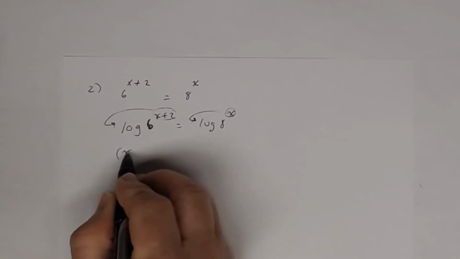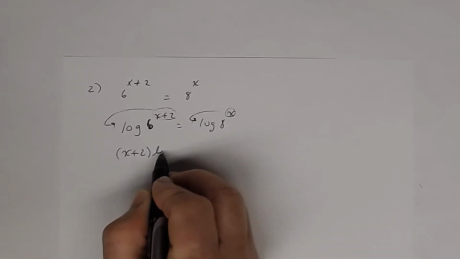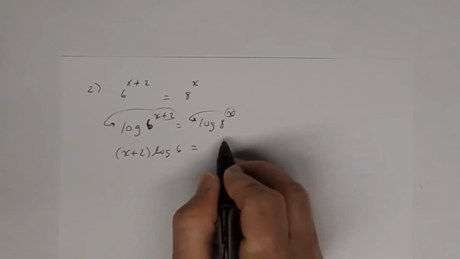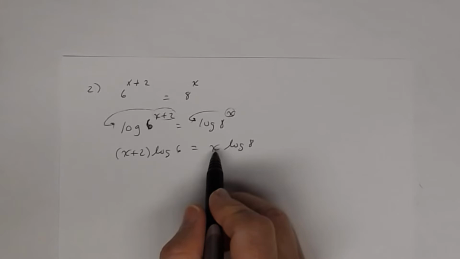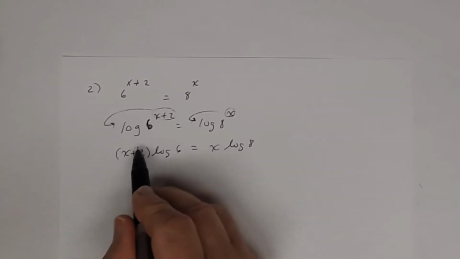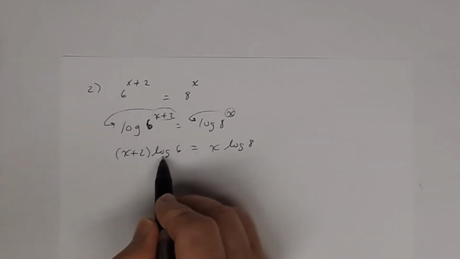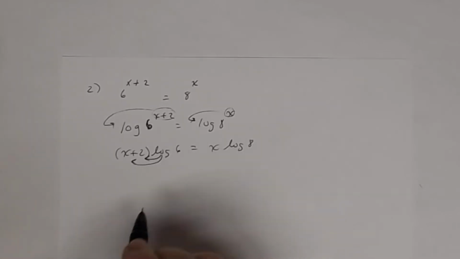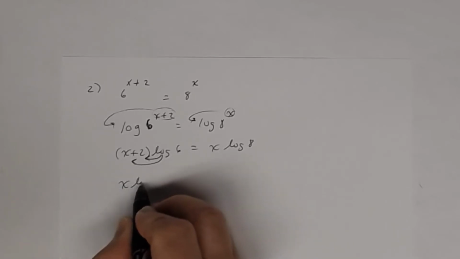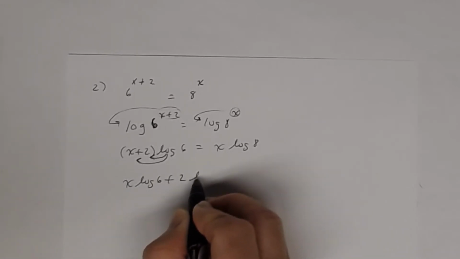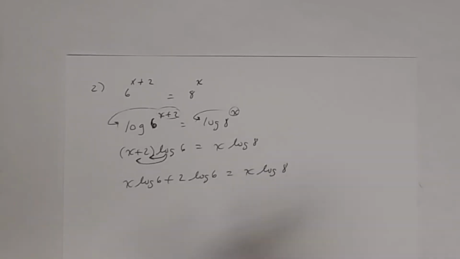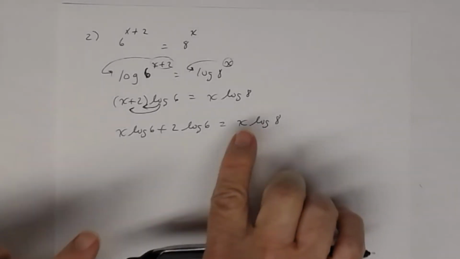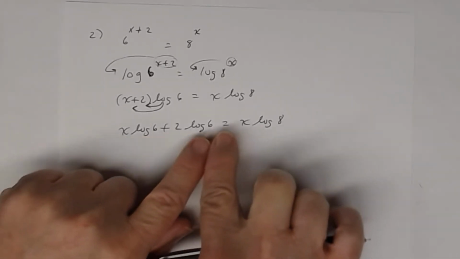So this becomes x plus 2 in parentheses. Notice I put parentheses, that's important, equals x times the log of 8. Notice I didn't put parentheses here because that was a monomial. This is a binomial right here, more than one term. So now each of those terms has to be multiplied by the log of 6. So I get x times the log of 6 plus 2 times the log of 6 equals x times the log of 8.